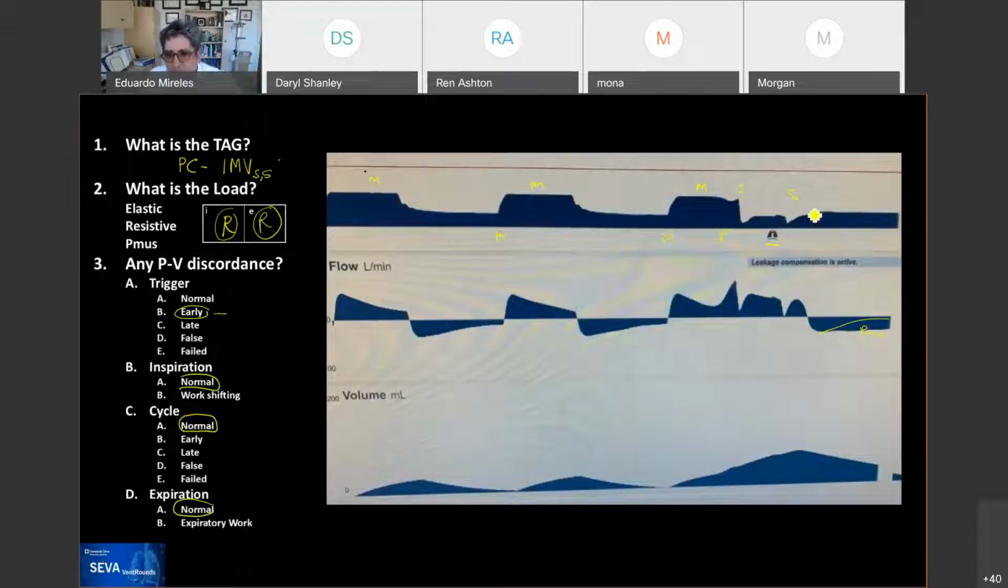Now, there's work shifting without a doubt. So somebody may come and say, Eduardo, the spontaneous breath, there's work shifting. And I would tend to agree. You see, this is one spontaneous breath. So the patient did effort from here to here, and then was going to exhale and had another breath triggered. So I think that there's some degree of work shifting.